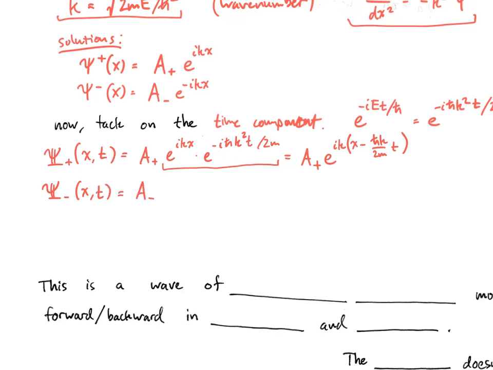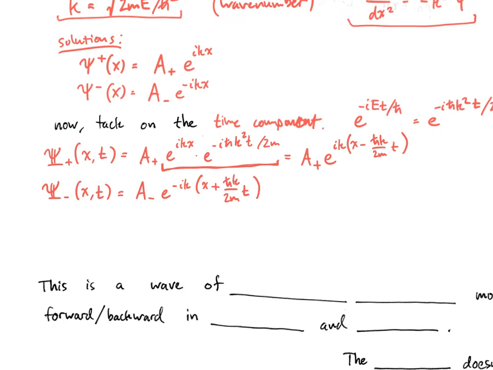So I get that negative normalization constant now, and I do the same thing as I did here, just adding what's above the exponent, and I get e to the negative ik(x plus ħk/2m t), like that.